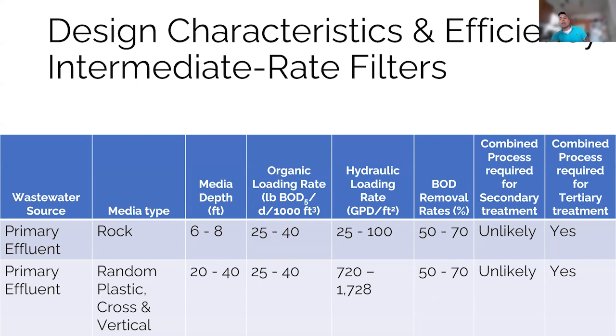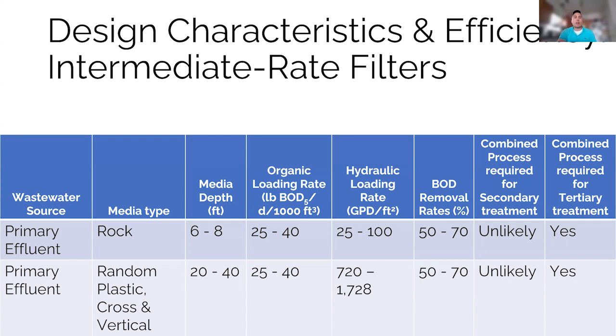Then we have our intermediate rate. As you can see, these types of filters remove less BOD, but this is because there's more sloughing occurring, and so you tend to have more solids pass through to the secondary clarifiers. And these types of trickling filters tend to have a deeper medium.